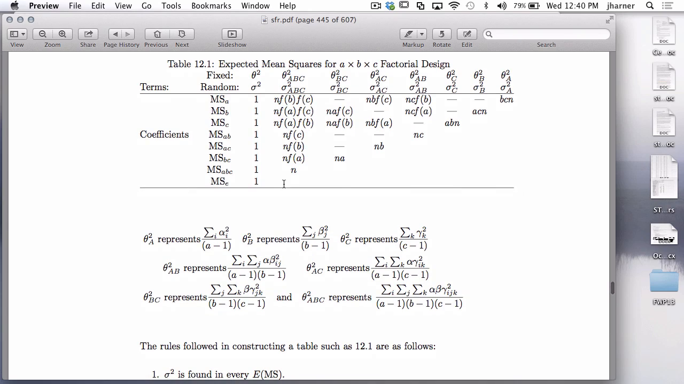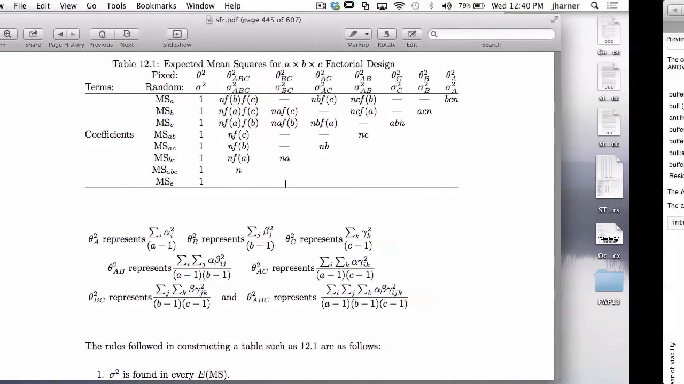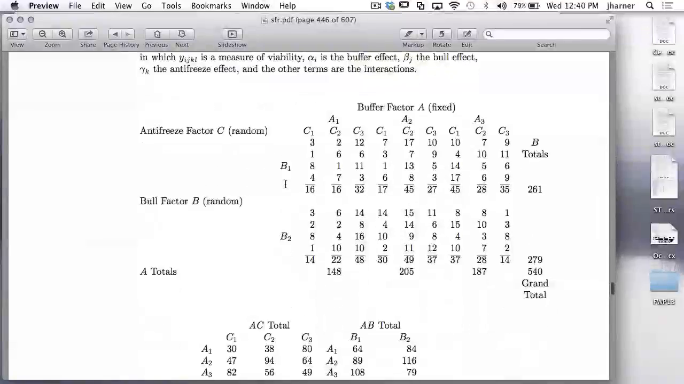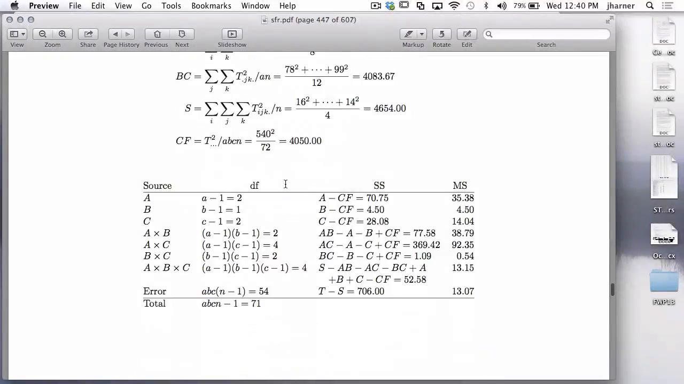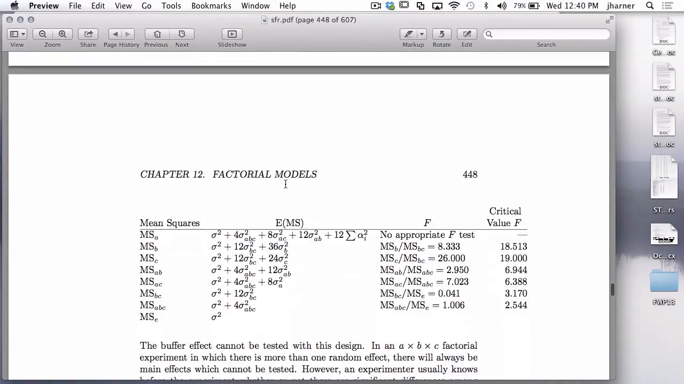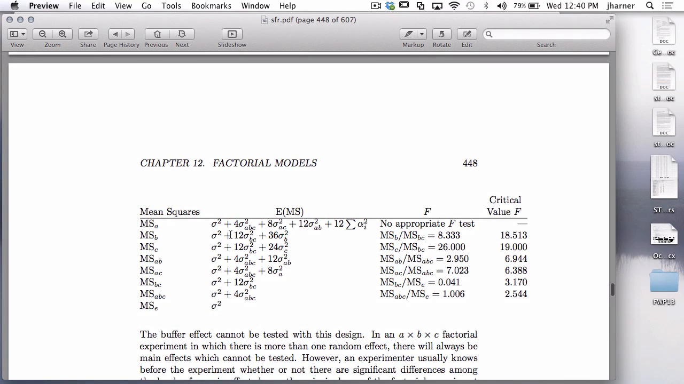Okay, so notice that it's not there here, but you'll see in JMP that it is there.